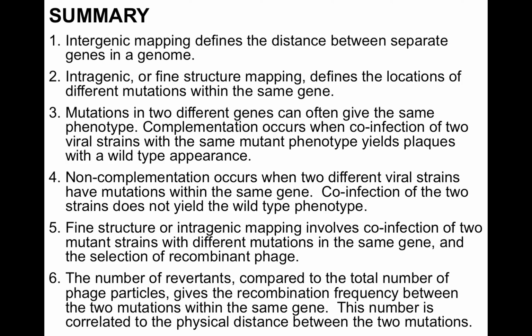Fine structure, or intragenic mapping, involves co-infection of two mutant strains with different mutations in the same gene, and the selection of recombinant phage. The number of revertants, compared to the total number of phage particles, gives the recombination frequency between the two mutations within the same gene. This number is correlated to the physical distance between the two mutations.